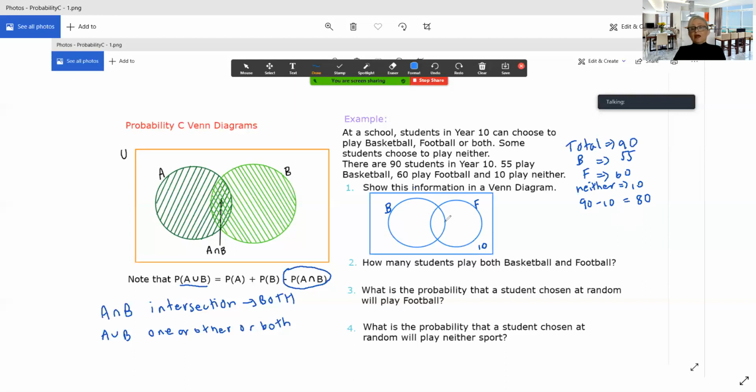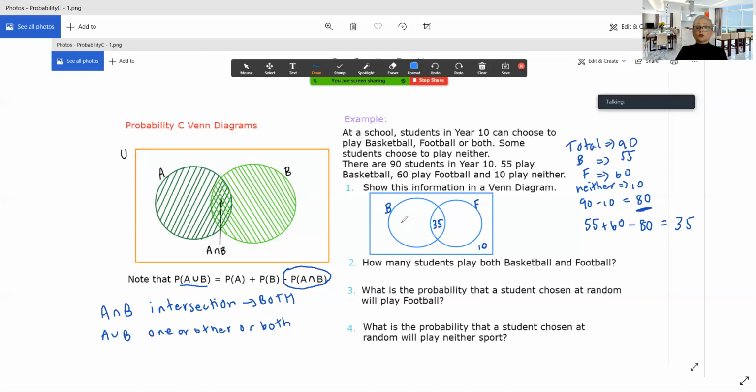But how are we going to work out the intersection? Well, if we add up 55 plus 60, that gives us 115, doesn't it? We know we've only got 80 students in amongst here. So to work out the overlap, we just take 80 away from that, and that gives us 35. So there must have been 35 students in that overlap area, because otherwise we would be adding up to too many students.